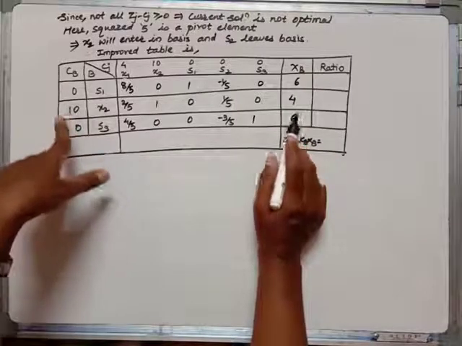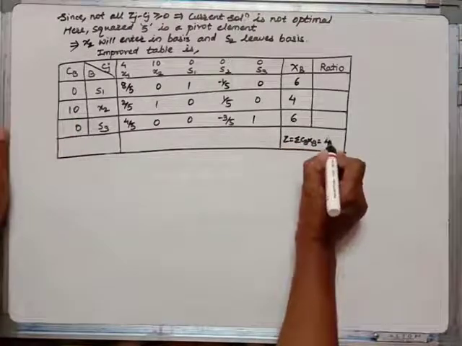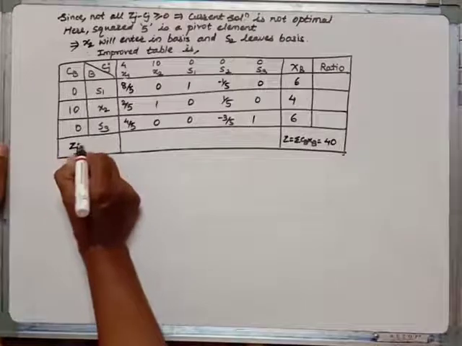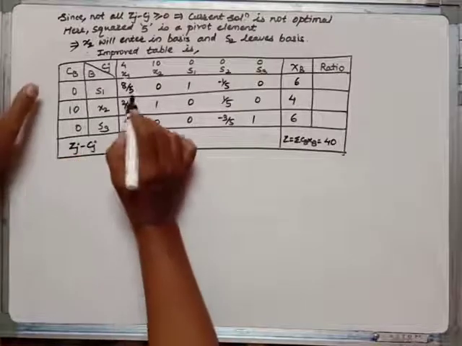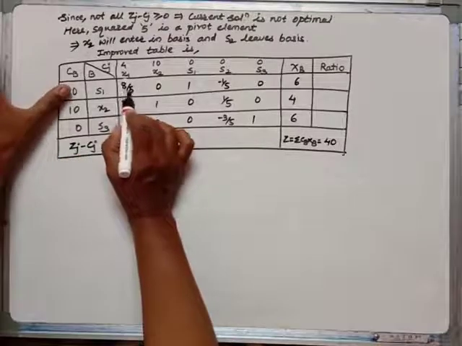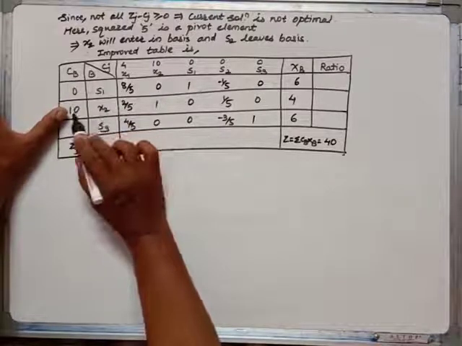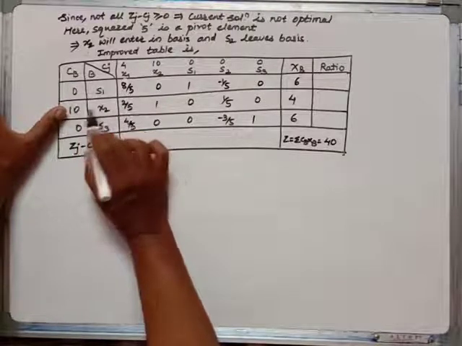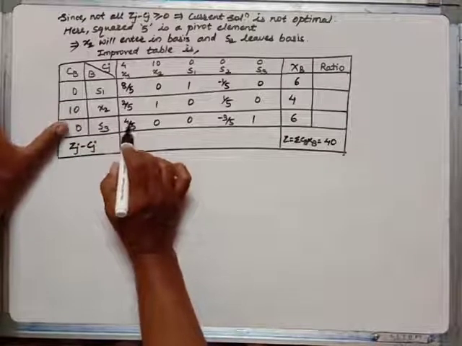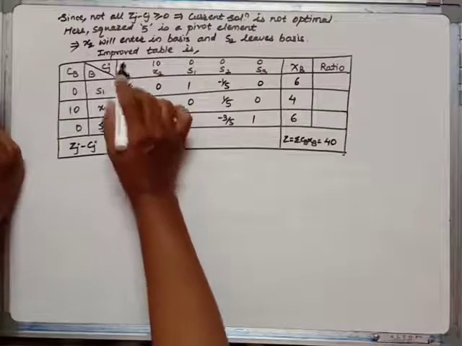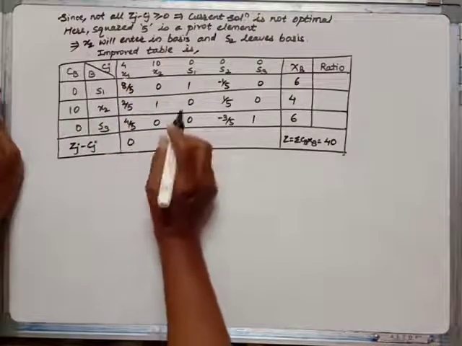So 0 plus 40 plus 0, so we get 40. Now Z is 40. Let us check what is Zj minus Cj. Now 0 into 8 by 5, 0 plus 2 by 5 times 10. So 2 by 5 times 10 we get 4, and 4 by 5 times 0, so 0. So 4 minus 4 we get 0.